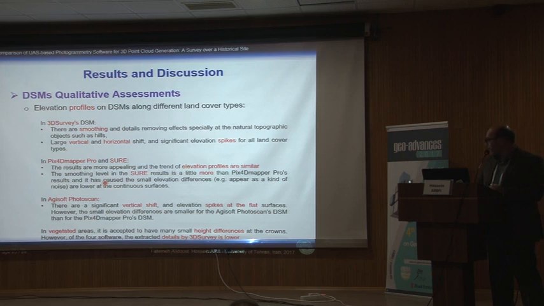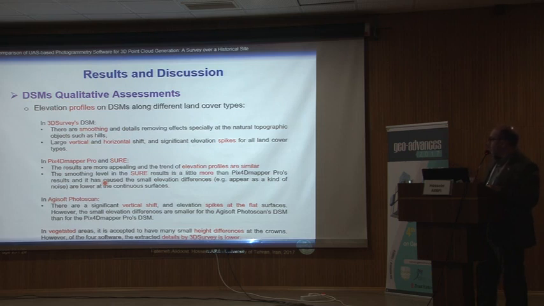So, the results and discussion regarding the qualitative assessment: we generated the profile and DSM along different land cover types. In 3D survey there are smoothing and detail-removing effects, especially in natural topographic objects such as the one we've seen. We have large vertical and horizontal shift and significant elevation spikes, again in 3D survey. In Pix4D and Shore, on the other hand, which are closer to each other, the results are more appealing, and the trends of the elevation profiles are more similar to each other.